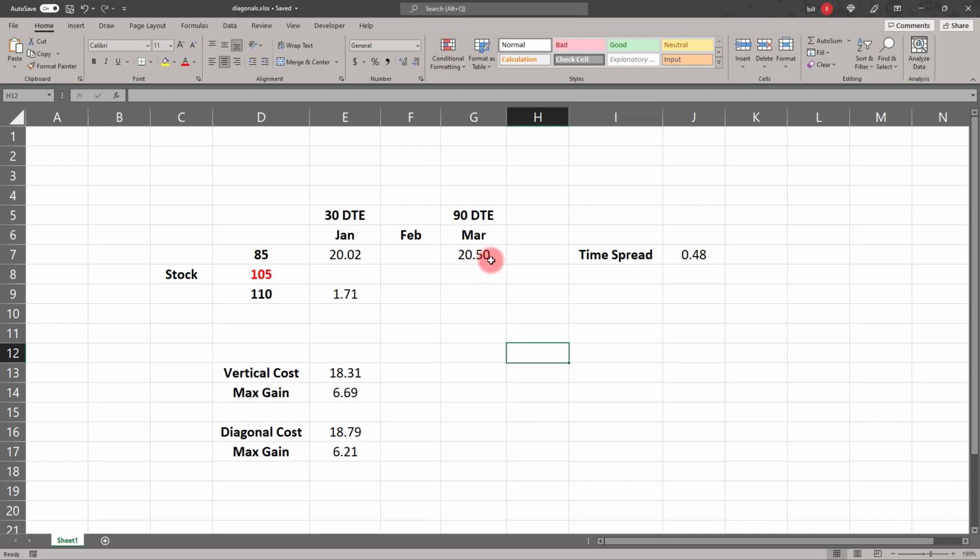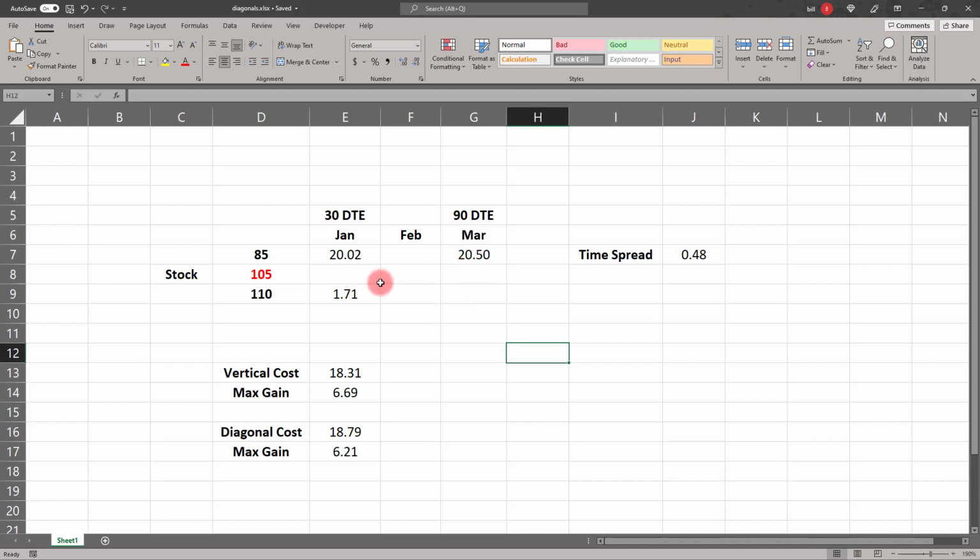So take a look at this. Is this going to be a good trade if we pay $20.50 for the March 85 and we sell the January 110 for $1.71? Well, a lot of times traders will say, well, of course, you've only got 50 cents of extrinsic value here, $1.71 here. What could be better? Well, again, this is where you need to understand the connections.